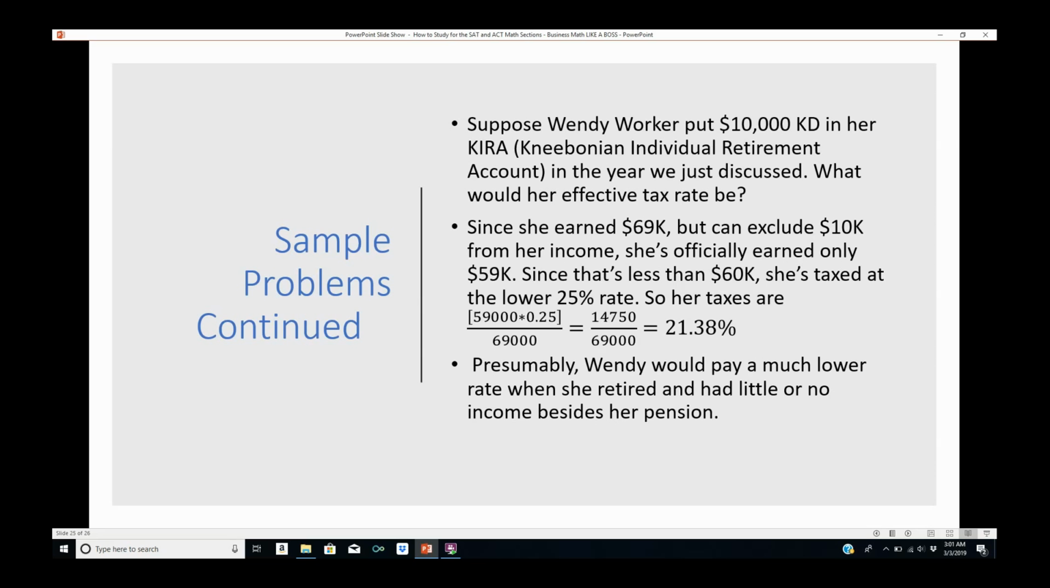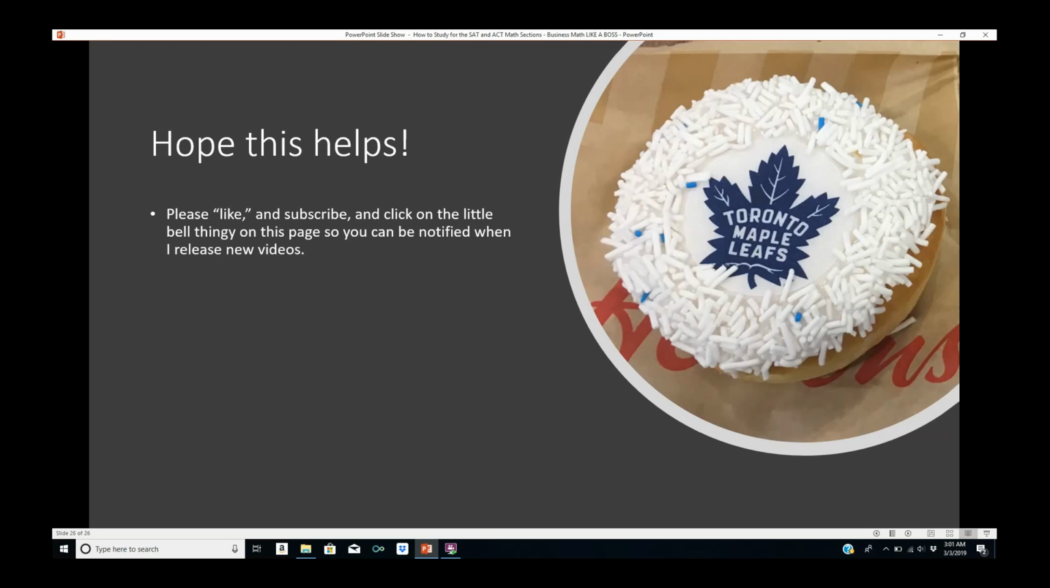Presumably, Wendy would pay a much lower rate when she retired and has little or no income besides her pension.